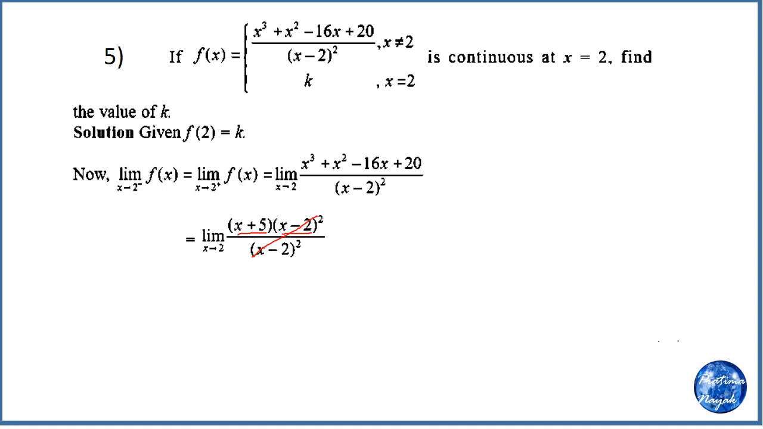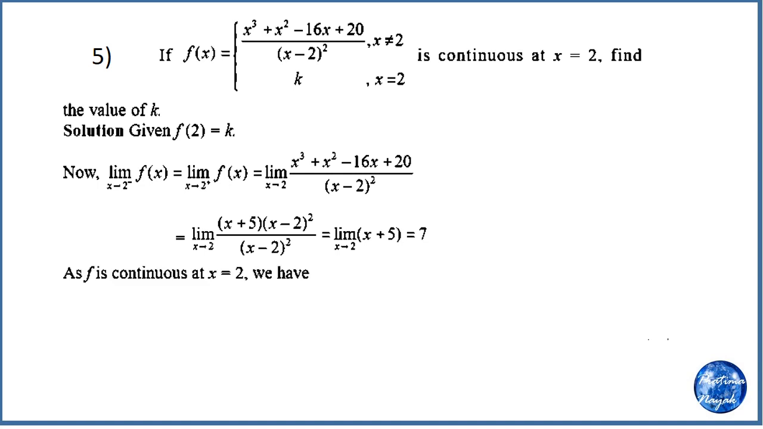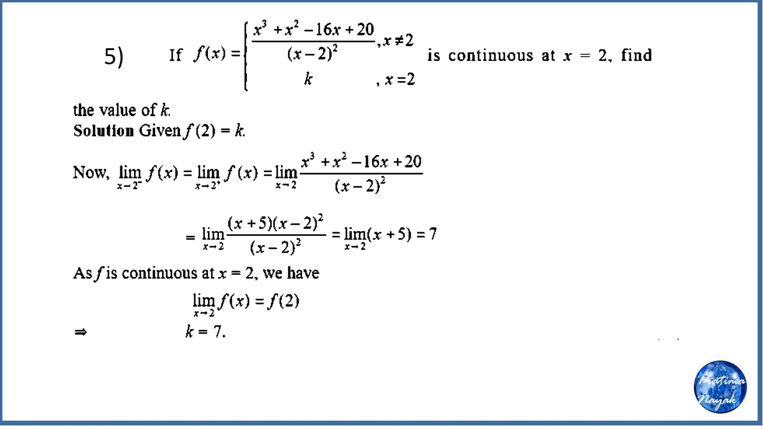Now after getting this, we can cancel these two factors. How much is left? X plus 5 is left. Now when x tends to 2, this will become 7. So what is the value of k? K is equal to 7. Got the answer? So now you must be feeling it is easy.